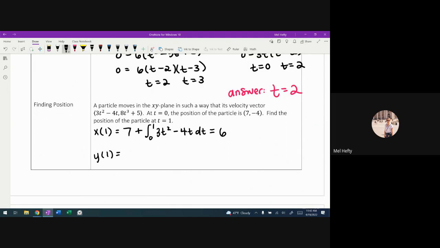All right, let's start with y. What should I start the y coordinate with? -4. All right, what should I add on? An integral. Bound's the same? Time's still the same. And what should I integrate? Oh, you even got the dt on there. All right, let's all integrate it, see if we get the same thing.